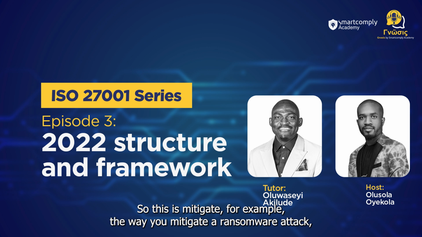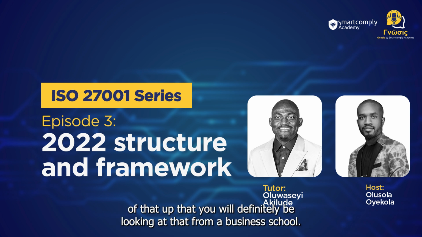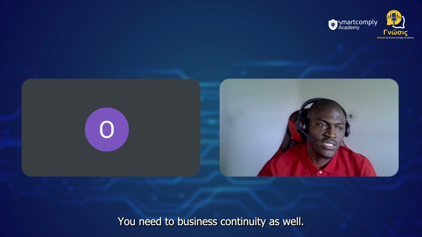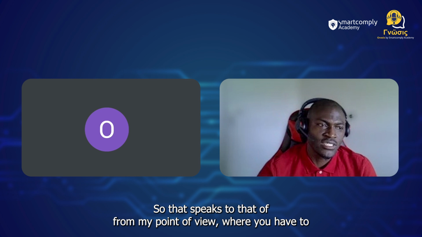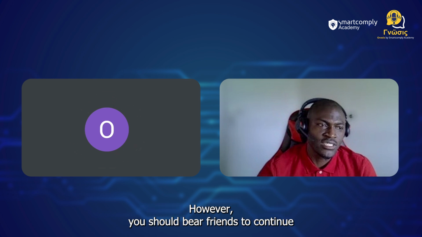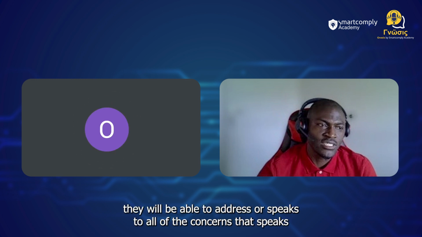The way you mitigate a ransomware attack, you definitely need to have multiple backups, both offline and all of that. You would definitely be looking at that from a business continuity point of view as well, where you can also leverage backup. So if your system goes down, you can quickly leverage your backup. So that speaks to that. But from a quality management point of view, where you're looking at a quality product, you might not use that same control. However, you should reference the control you're using to mitigate against the specific risk you're trying to address.